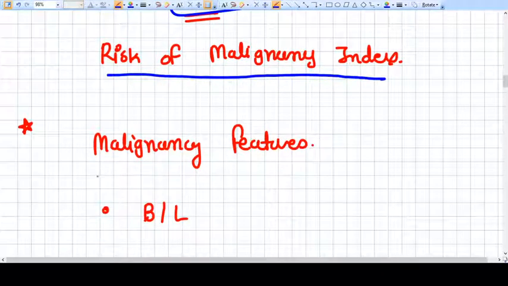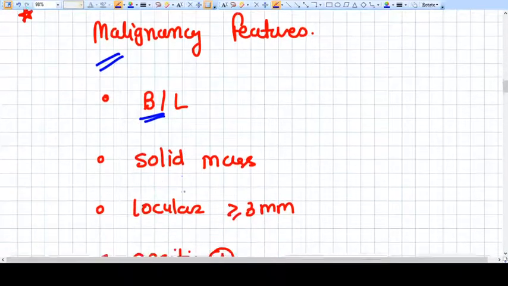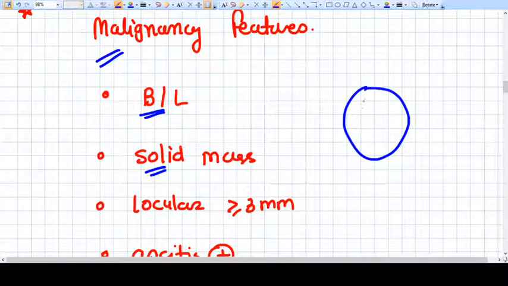There are some features of malignancy. When you do an ultrasound of a cyst, of a mass in the ovary, there are some features which suggest that it can be malignant. What are these features? If the mass is seen bilaterally, if we find solid components in the cystic mass, for example, this is a cyst, and we find solid components here.